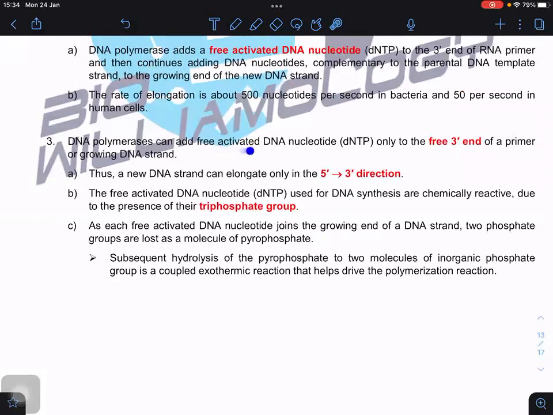DNA polymerase can add free activated DNA nucleotides only to the free 3' end. So the direction must be 5' to 3'. And this free activated DNA nucleotide or dNTP has a triphosphate group. Are you clear? When you remove the pyrophosphate, meaning 2 phosphate groups, energy is released. Okay, so this is an exothermic reaction. It helps to drive the polymerization reaction by forming phosphodiester bonds. Are you clear? Okay.